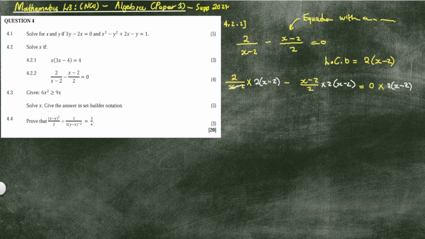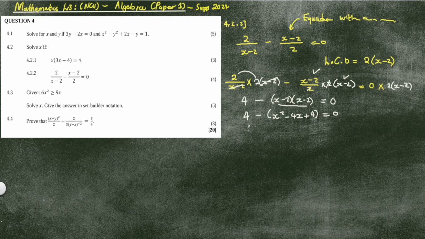All right, so this gets cancelled by that. 2 times 2, that's 4. This gets cancelled by this. The x minus 2 will be multiplied by this x minus 2, equal to 0. Anything multiplied by 0 is 0. So it's going to be 4 minus, we FOIL, we have x squared minus 4x plus 4 equal to 0.